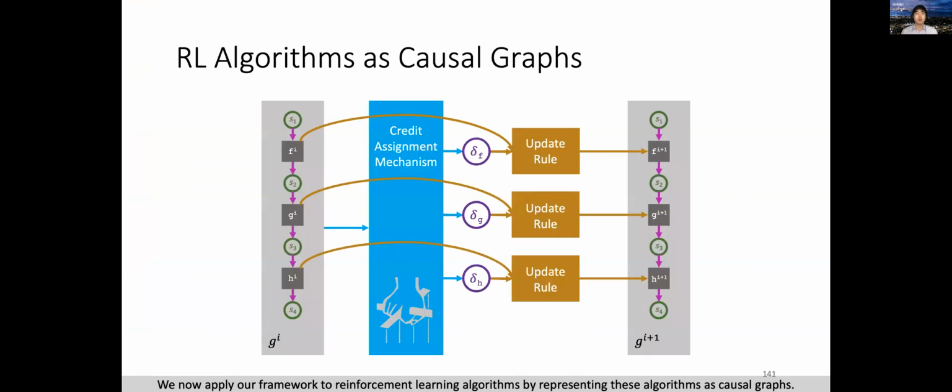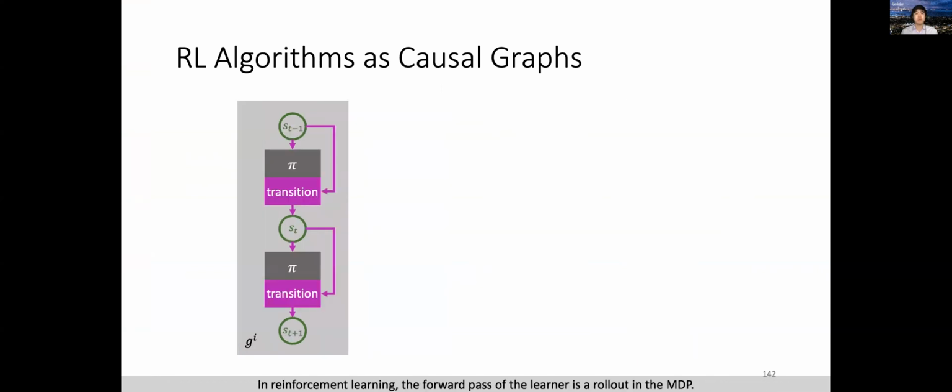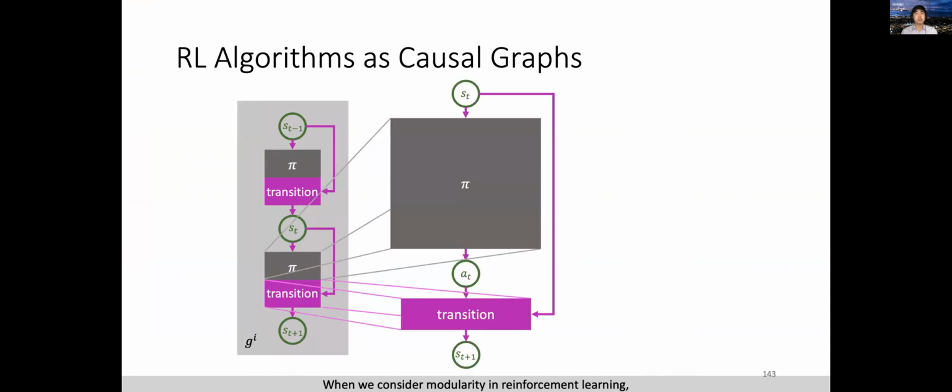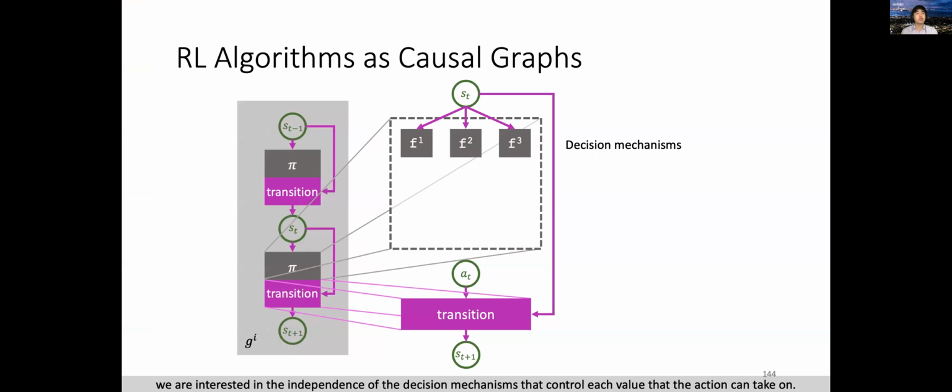We now apply our framework to reinforcement learning algorithms by representing these algorithms as causal graphs. In reinforcement learning, the forward pass of the learner is a rollout in the MDP. When we consider modularity in reinforcement learning, we are interested in the independence of the decision mechanisms that control each value that the action can take on. In this case, there are three possible values of the action variable.